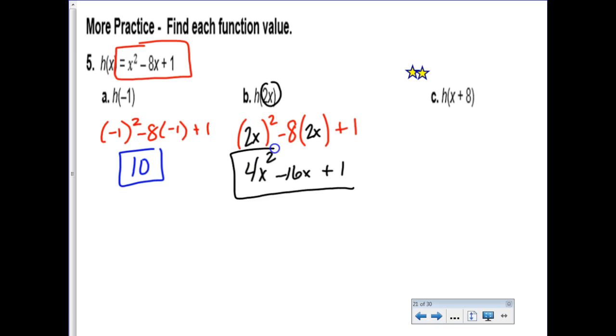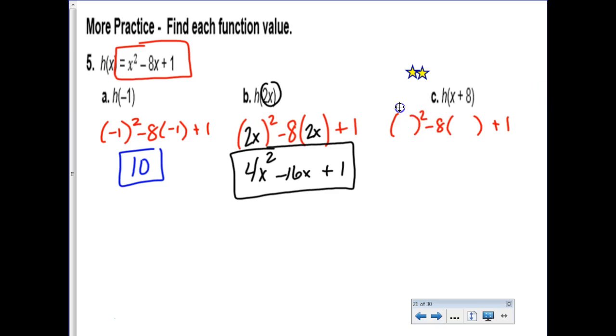So you'll notice when you have a function like this, and I ask you to evaluate at an algebraic expression, you're not going to get a pretty numerical answer. You're going to get something like that, usually. This is fun. Let's plug in x plus 8. So, quantity squared minus 8 times the quantity plus 1.